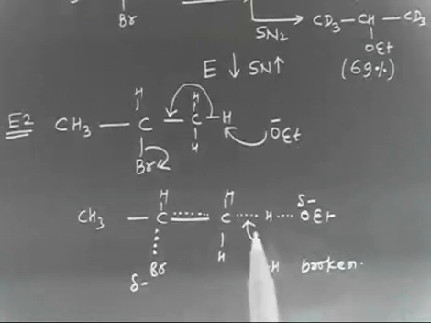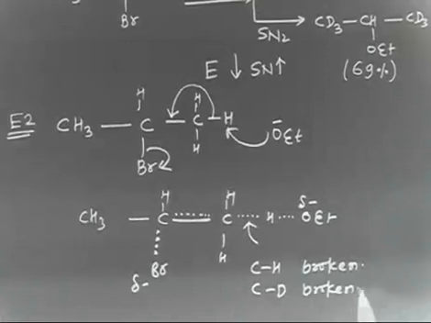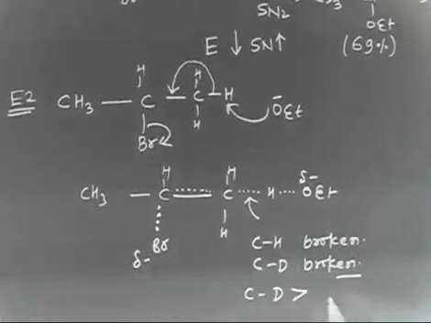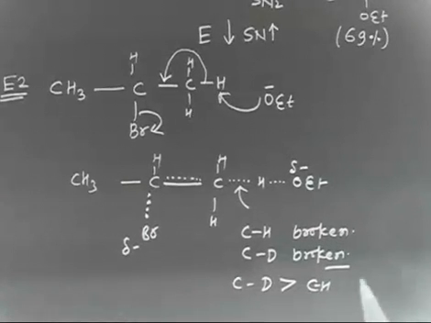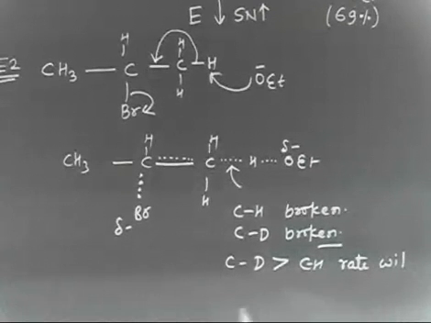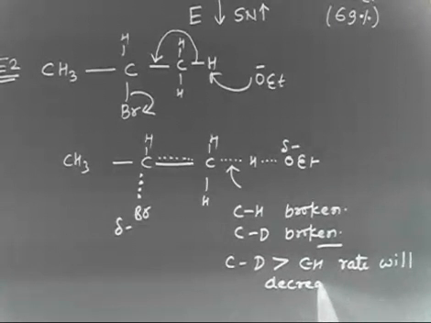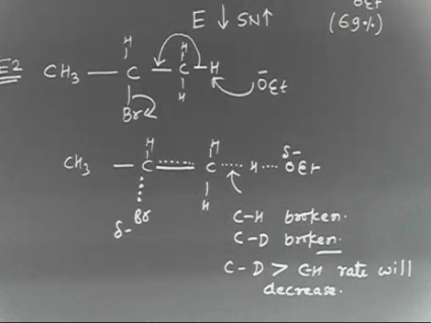Now I know if I take deuterium, then we will have a carbon deuterium bond that has to be broken. Now I know the CD bond is stronger than the carbon hydrogen bond. So if I change carbon hydrogen to carbon deuterium, the rate will decrease. Are you getting or not? Once the rate decreases, the product percentage will also decrease. And that's why initially it was 75% and now it is only 31%.